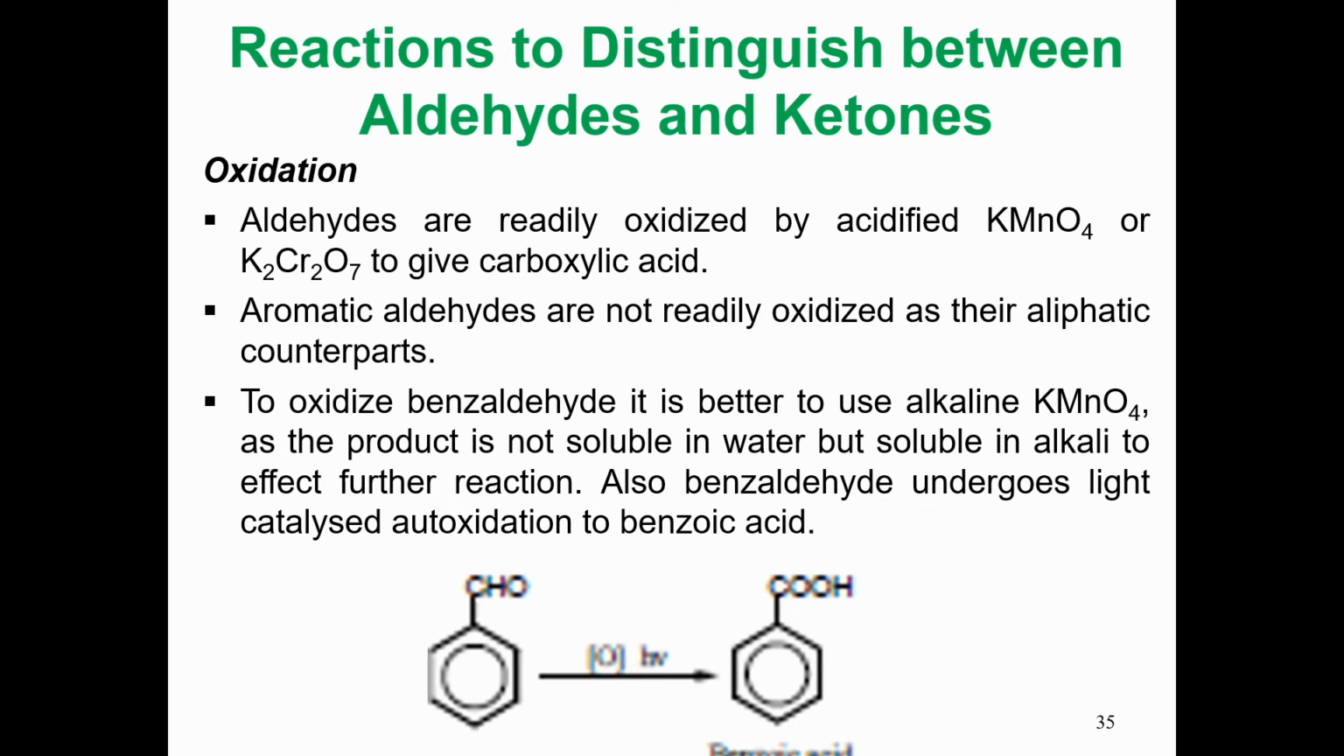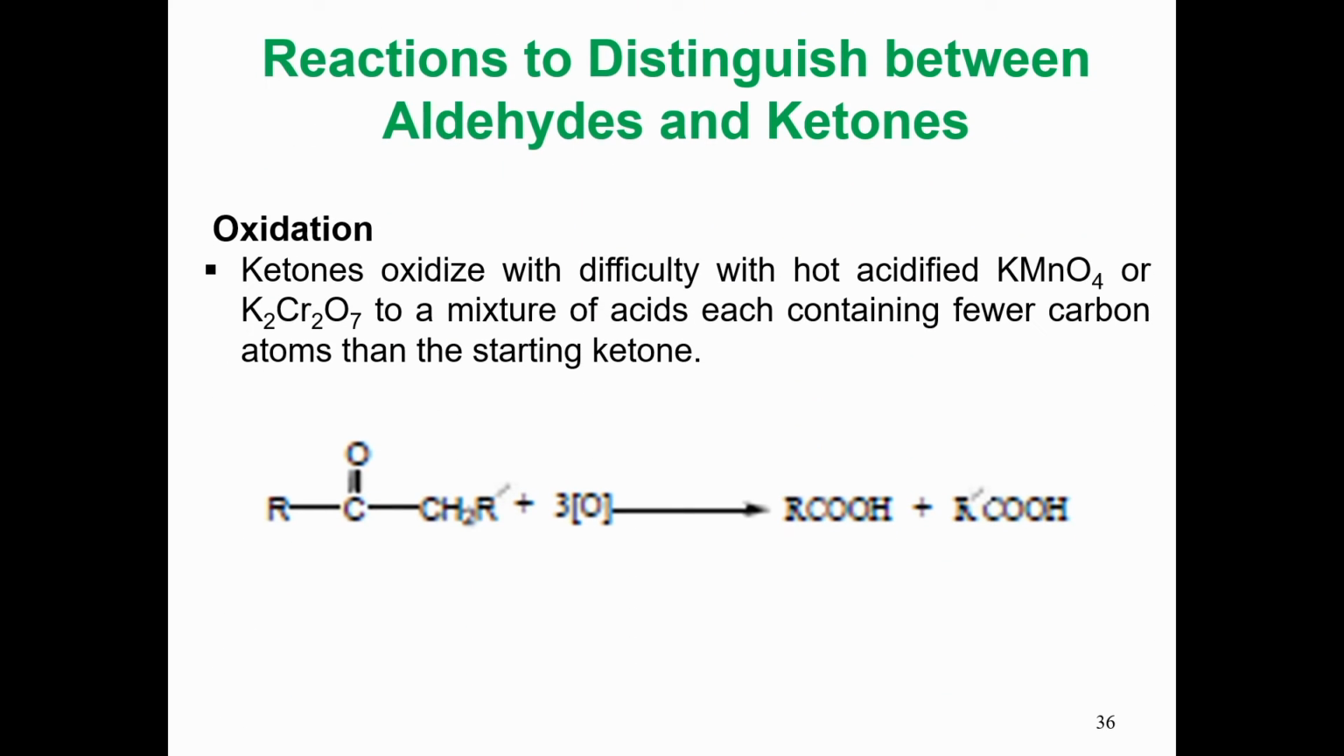This aromatic aldehyde, which is benzaldehyde, can also undergo auto-oxidation under UV light to form carboxylic acid. In oxidation of ketone, because ketone is difficult to oxidize, heat is added to the acidified permanganate or chromate. In that case, there will be cleavage of bond, and a mixture of acids, each containing fewer carbon atoms than the starting ketone, will be formed.